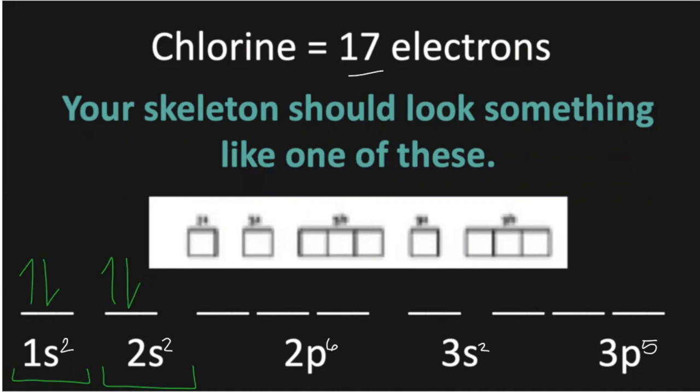Then I have 2p6. I've got 6 electrons to place. I've got 3 blanks. I go up, up, up. So there is your 1 electron at a time until you run out of space and you go back and double up. All right, you must always up, up, up, then go back and go down, down, down.